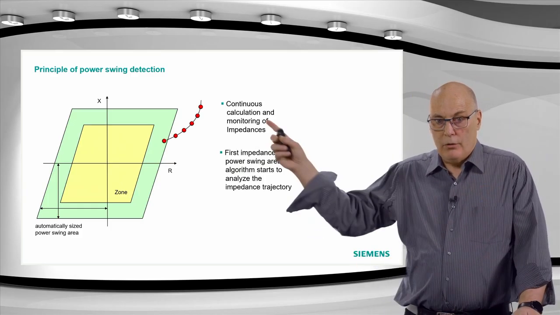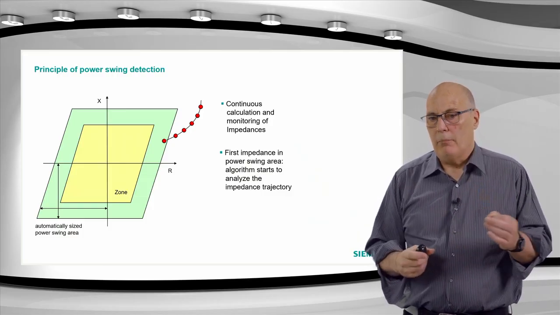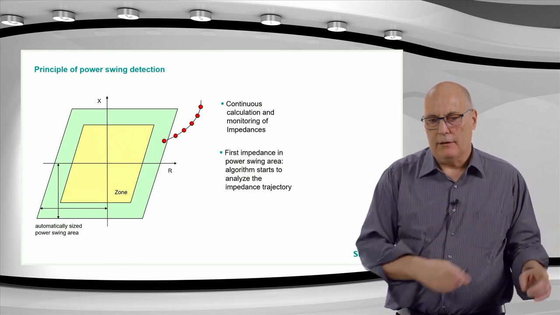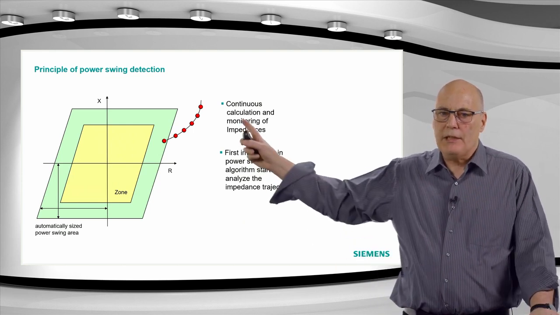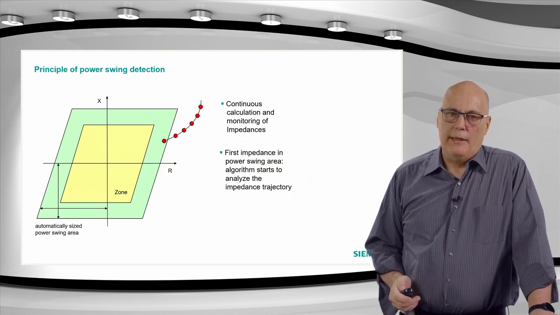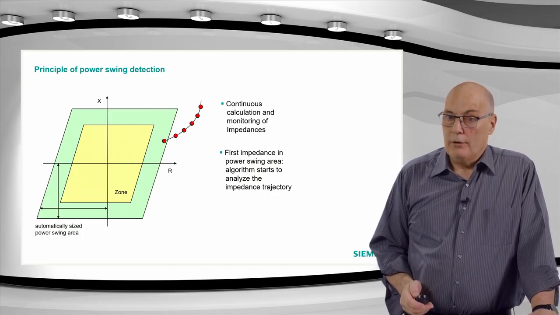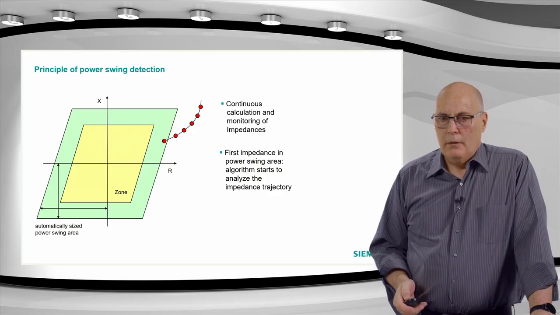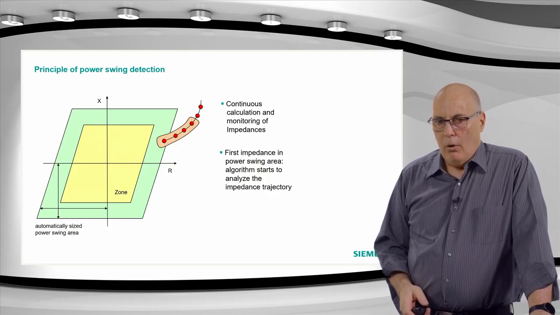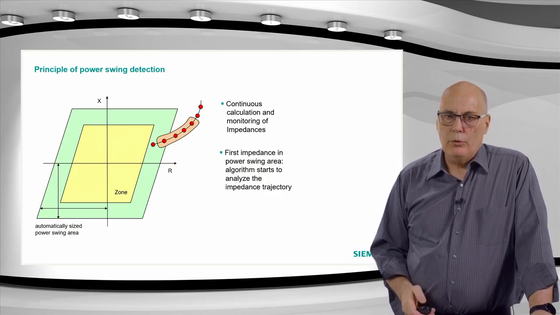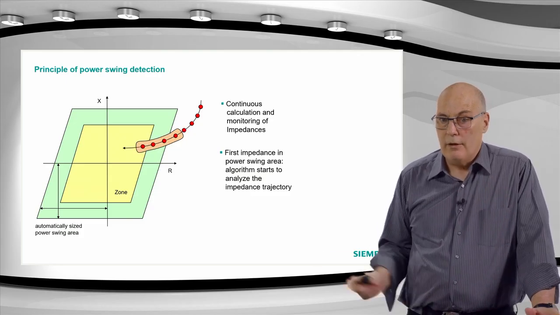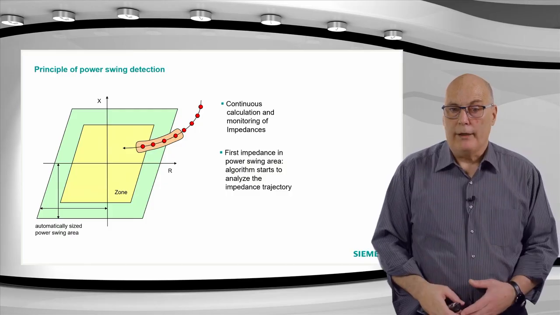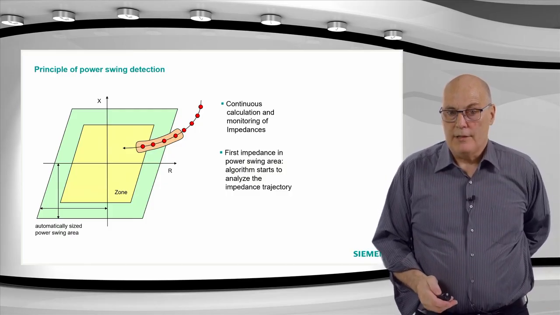Each of these red dots is a measured impedance, separated by about 5 milliseconds. So it does a measurement, then every 5 milliseconds another one, and checks the trajectory continuously. That's done all the time, even if the impedance is far outside the pickup characteristic. As it moves into the characteristic, your distance relay would start picking up and trip, so we have to have the blocking active by the time it reaches the set zones.